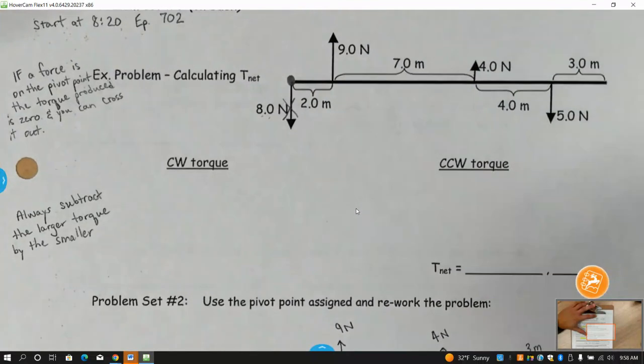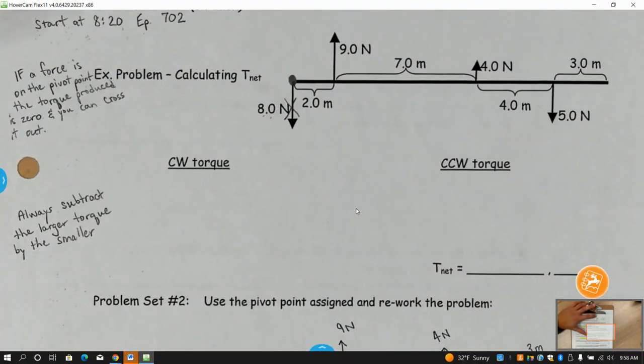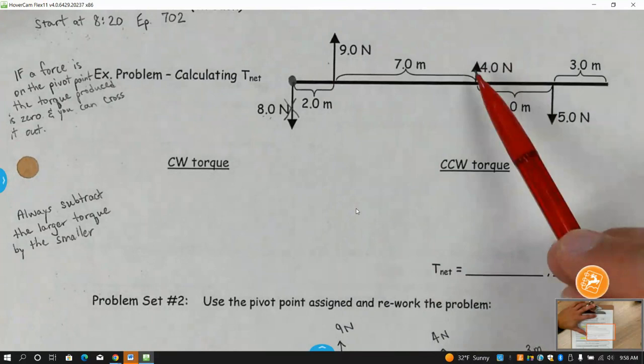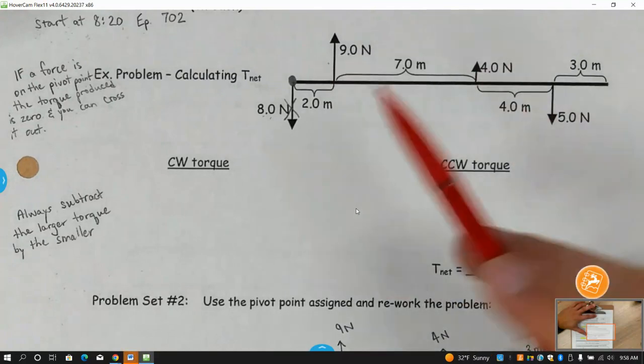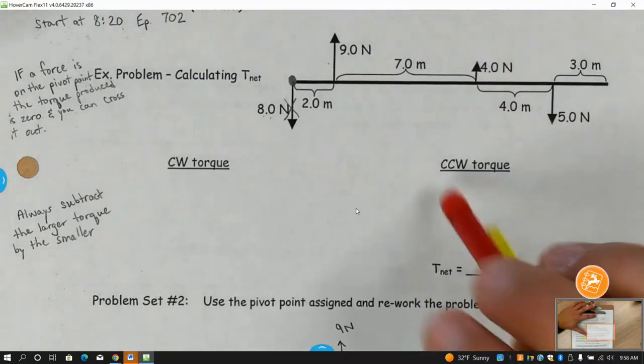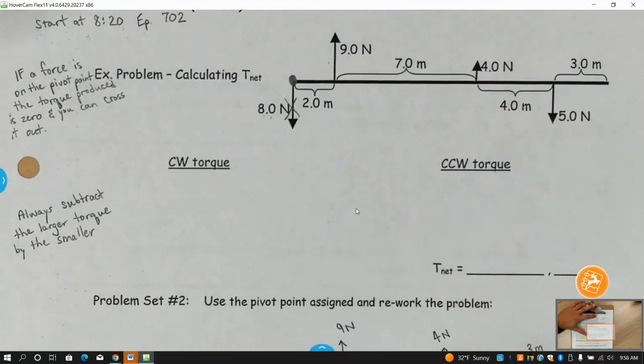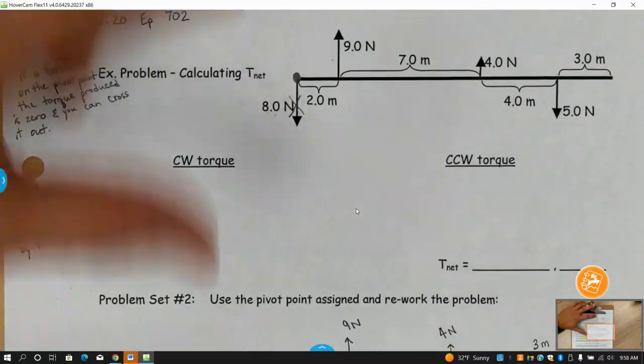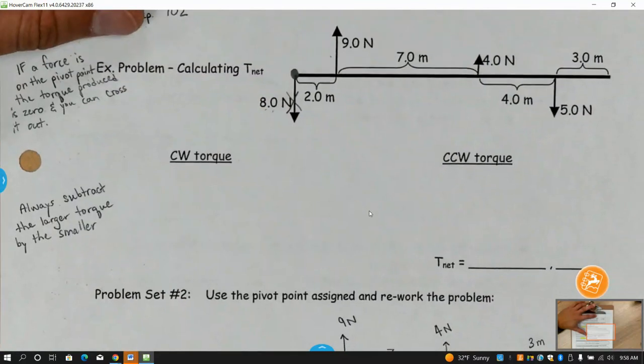Cool, that eliminates it. The next step you want to do is determine what direction your forces are. Are they clockwise or counterclockwise? So what direction on a clock is this thing spinning out to?